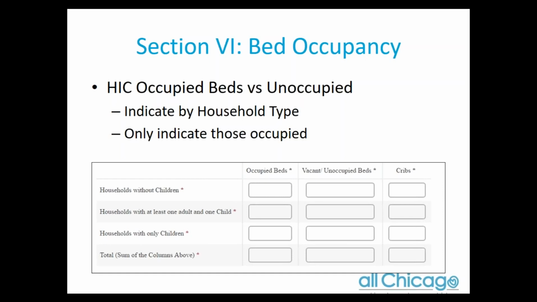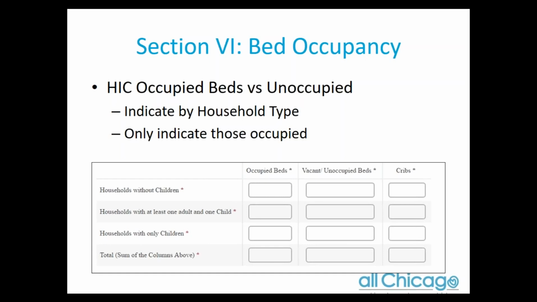And households with only children. That is for your unaccompanied children under the age of 18. So this is not a section where you separate the children from the parents. No, this is only for your unaccompanied children under the age of 18. And then finally, you're going to add the total sum.